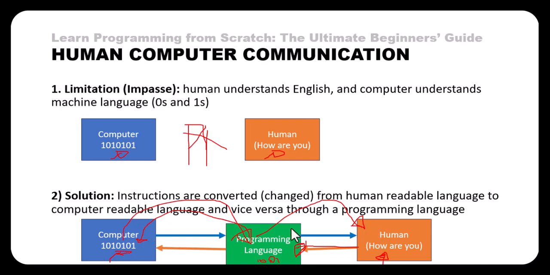And so that is what makes a programming language very important. It's because it's going to solve the miscommunication, or the communication limitation, between a computer and a human being, or a computer user. So that is where a programming language comes into play.